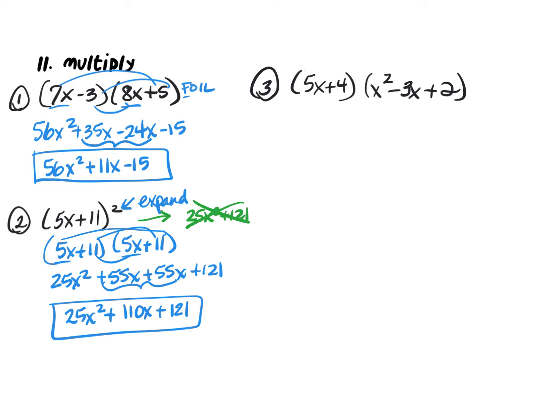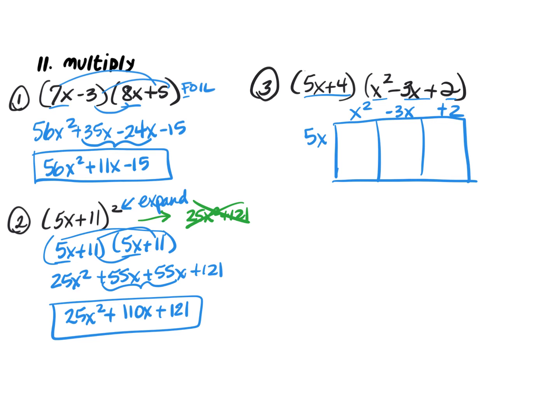All right, what about number 3? A binomial times a trinomial. So when I need to do this, the FOIL doesn't work for this because it's not built for trinomials, but what I do is just build a box. All right, and I'm going to list my 3 parts across the top. And then my binomial parts I'm going to put down the edge.